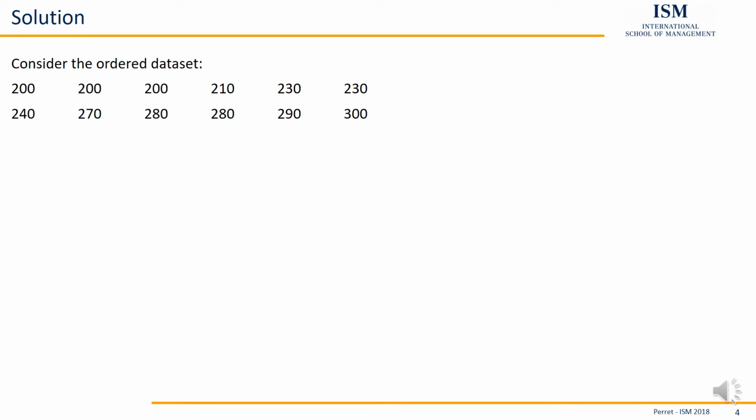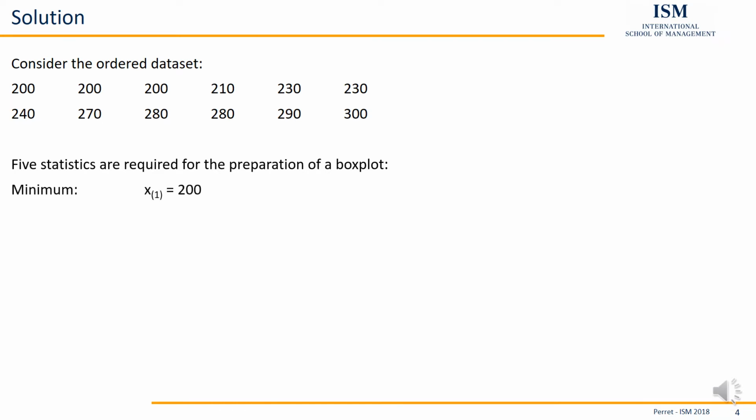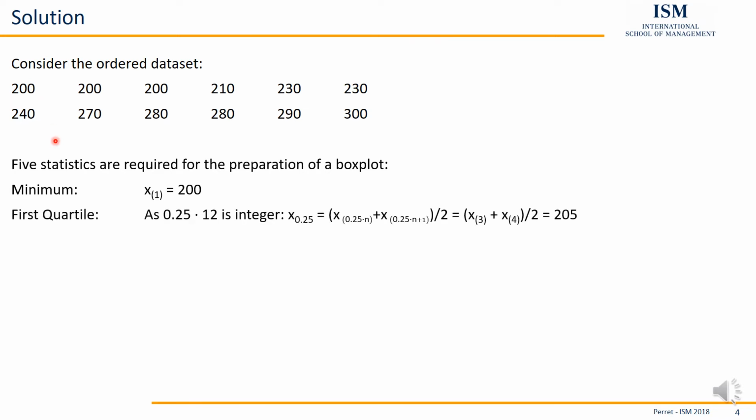However, first we copy this ordered data set. Then, if we prepare the calculation of the box plot, we can start with the first simple statistic, which is just the minimum. The minimum is the smallest value, so since we have an ordered data set, it's the first value in our ordered data set. That's already pretty easy. However, the next one is a bit more tricky.